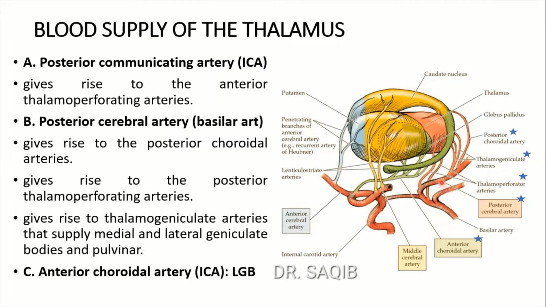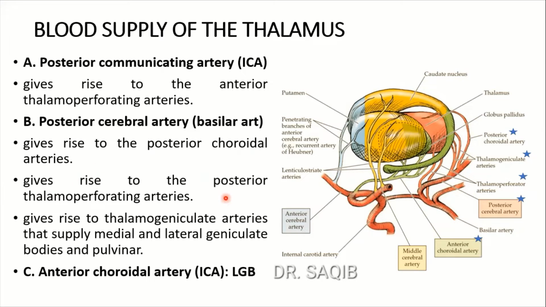Posterior cerebral artery, this one. This is a branch of the basilar artery, right? This is the basilar artery which gives rise to this posterior cerebral artery, and it gives rise to 3 branches. First of all are the posterior choroidal arteries. These are the posterior choroidal arteries, and they are supplying this thalamus, which is red color.